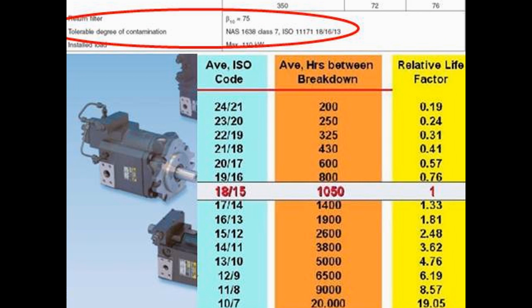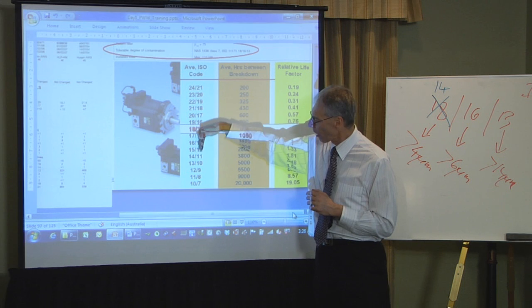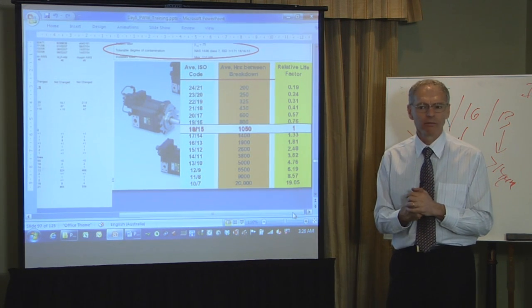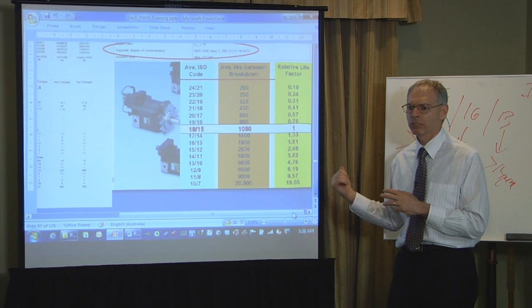18 is a number. Is it good enough? No, it's not good enough. It's the bare bones requirement the OEM recommends. Not good enough for reliability. Just reliability is down here, 14 and below. I get 3, 4, 5, 10 times the life. So I want to build a business process that drives me down this scale, because the further I go down, the more and more life I'm going to get, and very cheaply. It's not going to cost much money to get that sort of life.